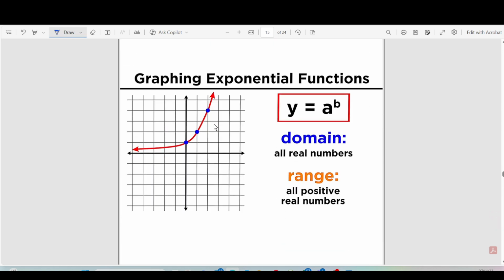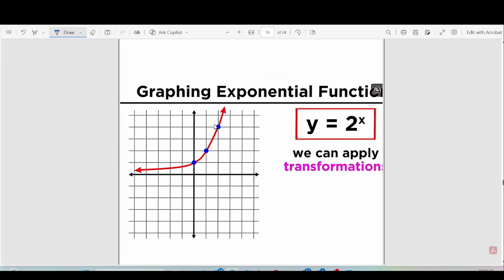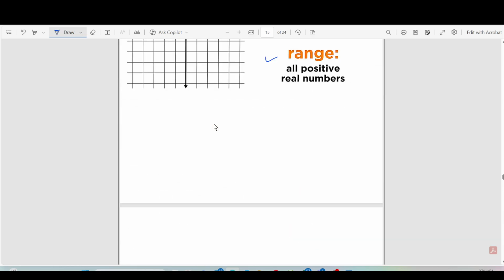Then the domain is all real numbers, right? Negative to positive, all of them are possible. And the range is all positive real numbers for this case. You can see it going upward, right? So the range is from here to all positive numbers, because range is the y-axis and domain is all possible x values.